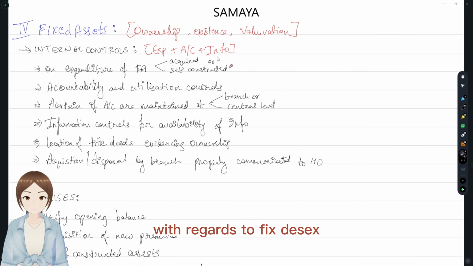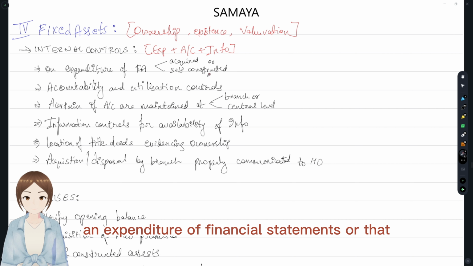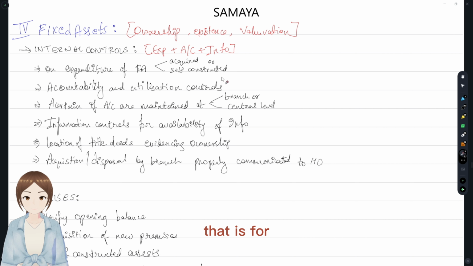With regards to fixed assets, what all things do we have to check for: ownership, existence, and their valuation. Internal controls, what all internal controls with regards to fixed assets you have to check for. You have to check the expenditure and accounts information, on expenditure in financial statements, whether acquired or self-constructed. That is, the expenditure in the financial statement is the amount in the balance sheet, right? So we have to make a note of whether it was acquired or self-constructed. Accountability and utilization controls, and whether accounts are maintained at a branch or central level.